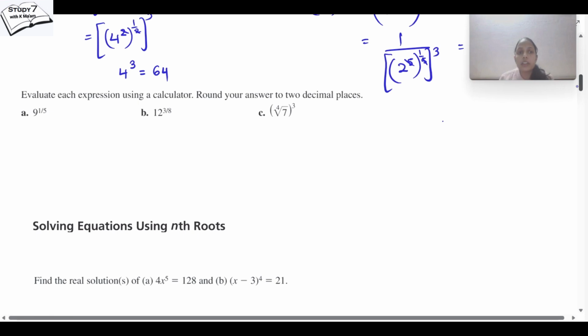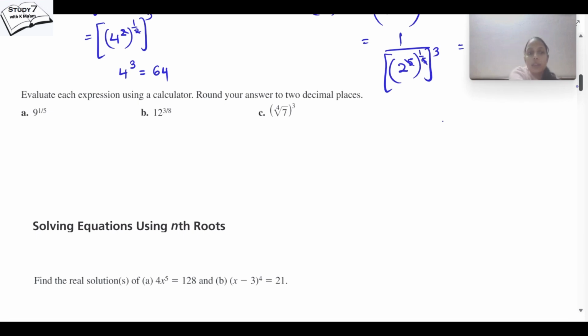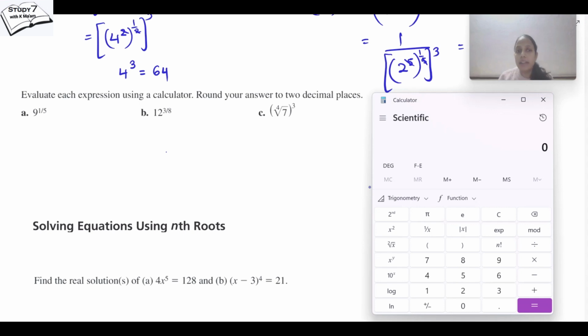Next, solve the expression using a calculator. Round your answer to 2 decimal places. Okay, let's solve the A part. It says 9 to the power 1 by 5. 9 to the power 1 by 5.